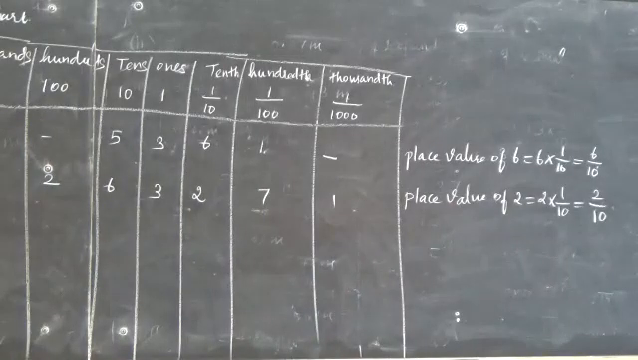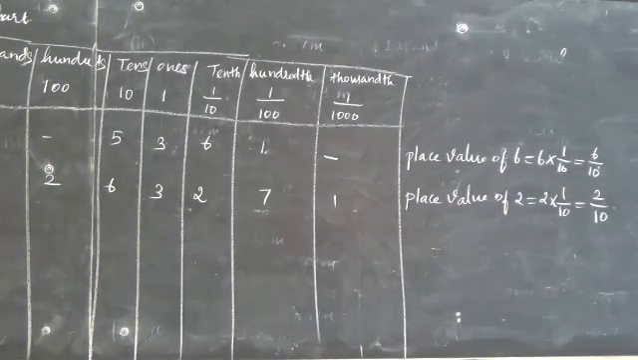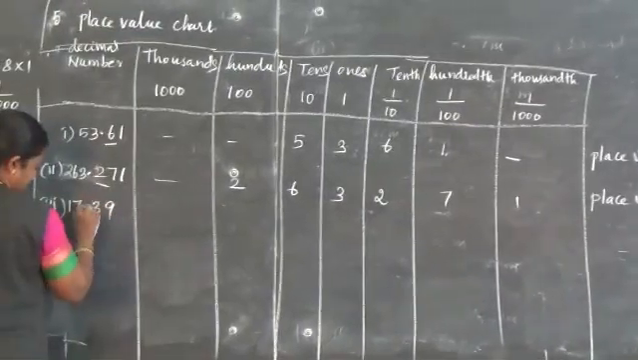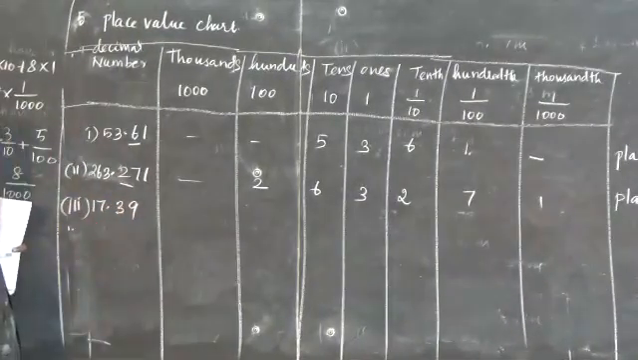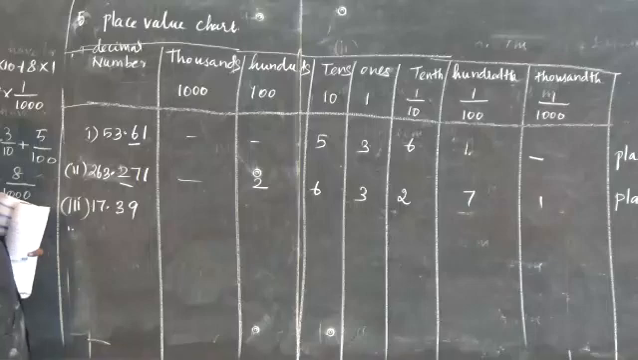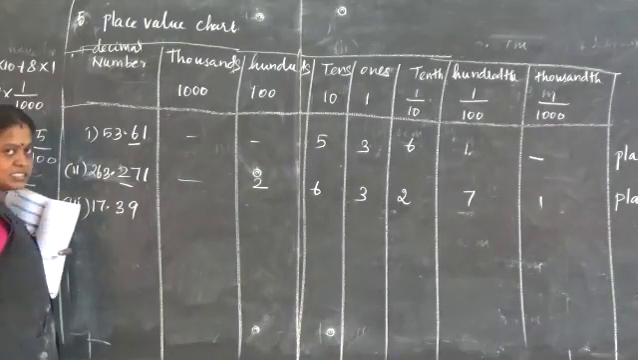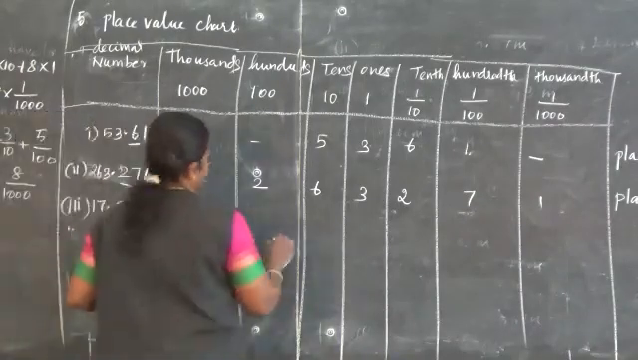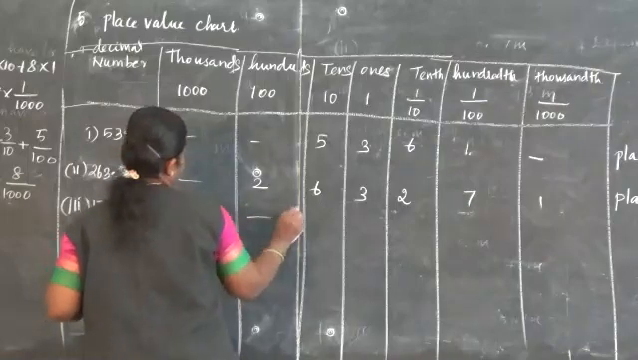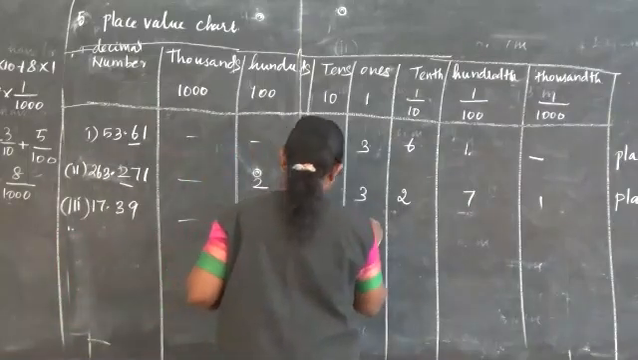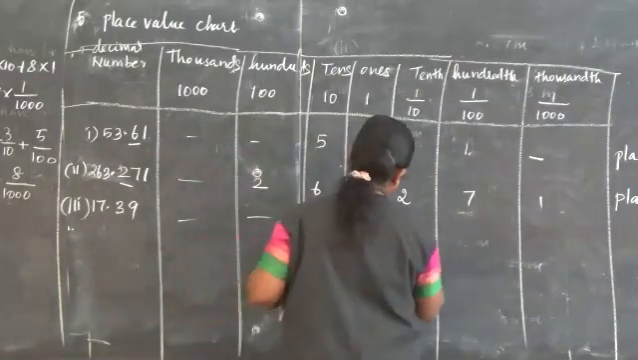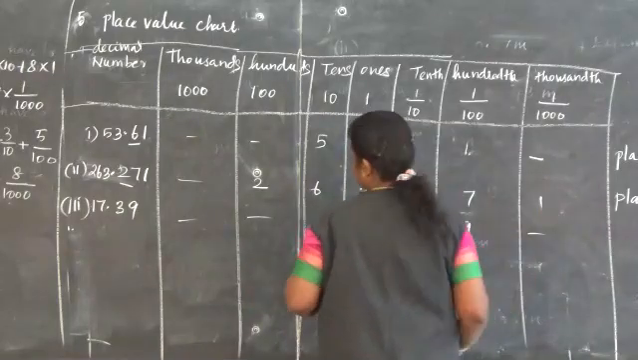17.39. Here any thousands are there? No. Any hundreds are there? No. Only tens and ones are there. So no hundreds, no thousands. 1, 7, 3, 9. No thousands also.